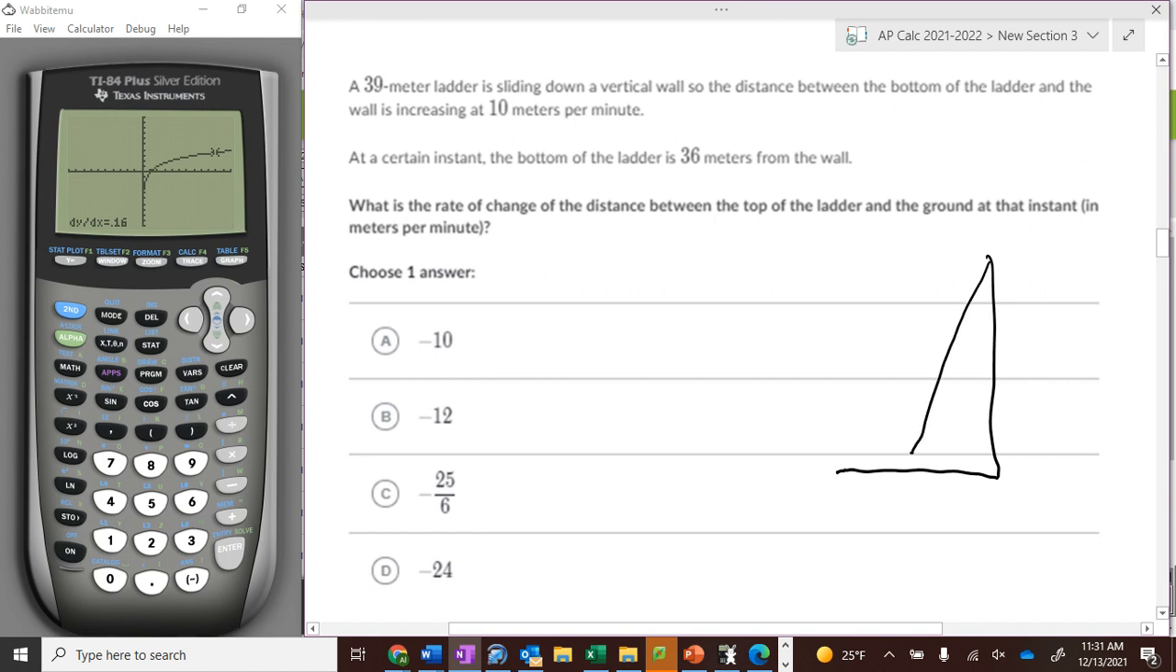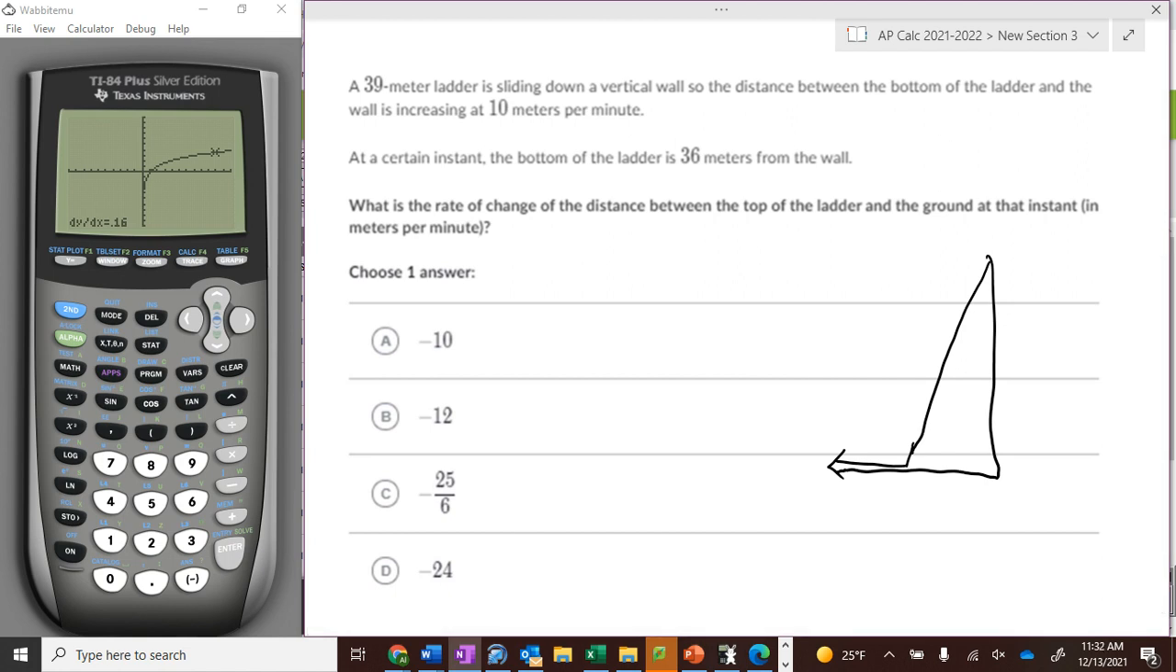39 meters. Basically 40 yards, a 120-foot ladder. Imagine being on that ladder and starting to slide away from the wall. It would be scary even to be on the ladder like 10 steps up.